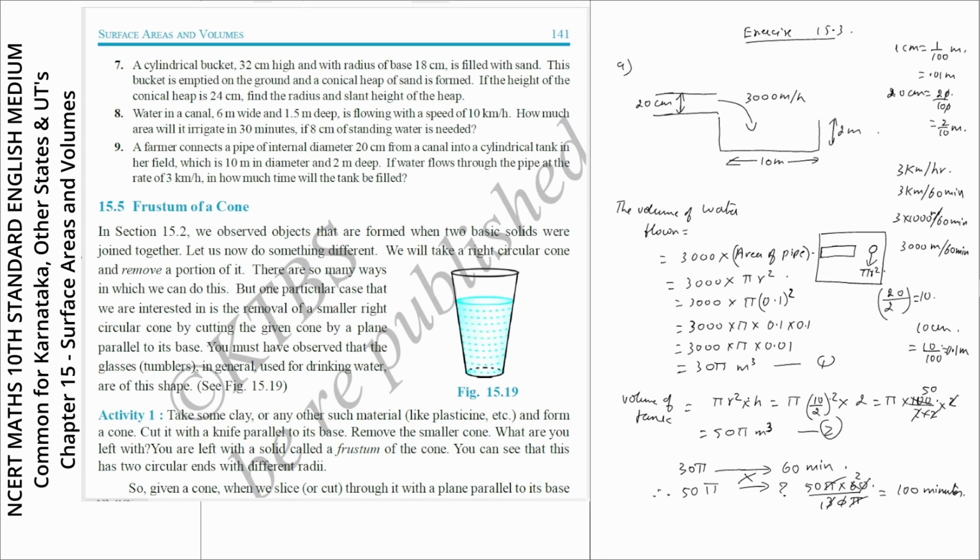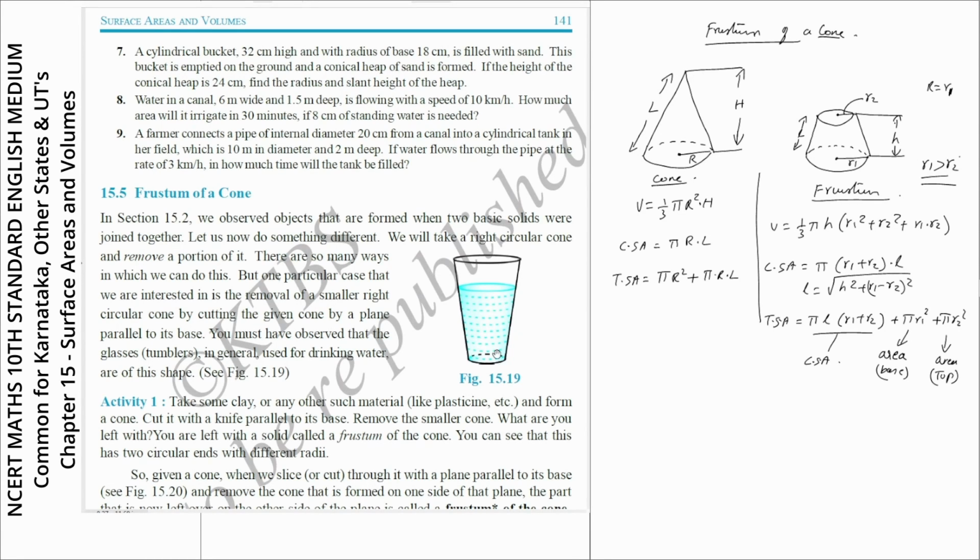In this question, some dimensions are given in centimeters, some in meters, and the rate of flow is in kilometers. So everything we should convert into one common unit, that is meter. Only then you get the correct answer. If one dimension is in centimeter, another in meter, and another in kilometer, you will get wrong values. You should convert all into centimeters or meters or kilometers. That way only you will get the correct answer.